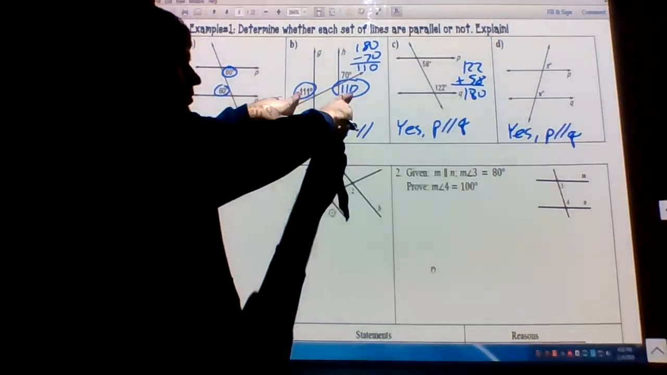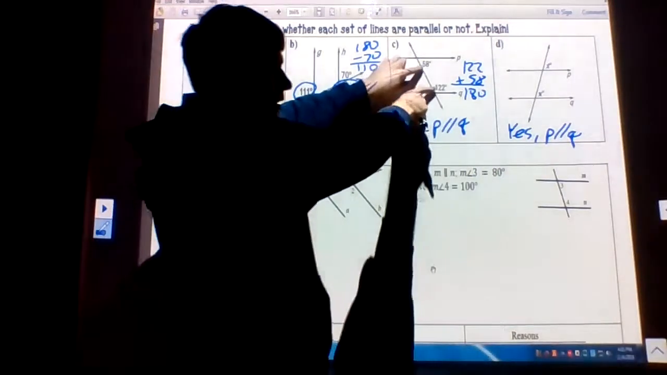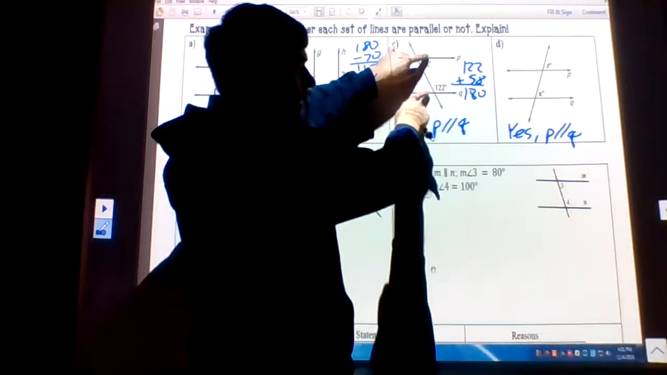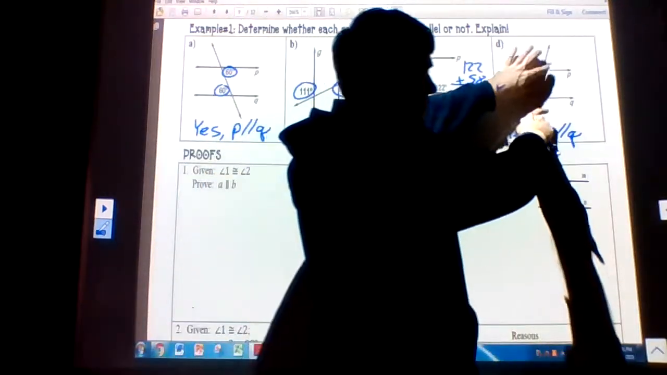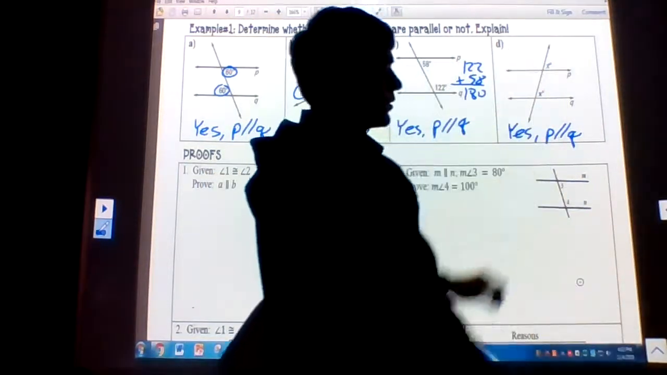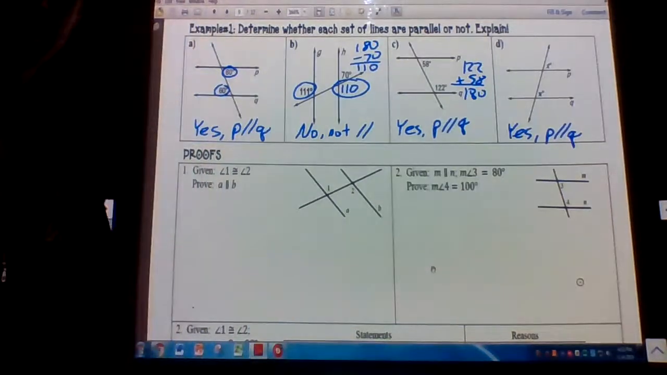Here they're not equal, so the lines are not parallel. Here they're supplementary, same side interior are supplementary, therefore they're parallel. Here we have corresponding, they're the same, they're congruent, therefore the lines are parallel. The angle measures are equal, therefore the angles are congruent, therefore the lines are parallel.